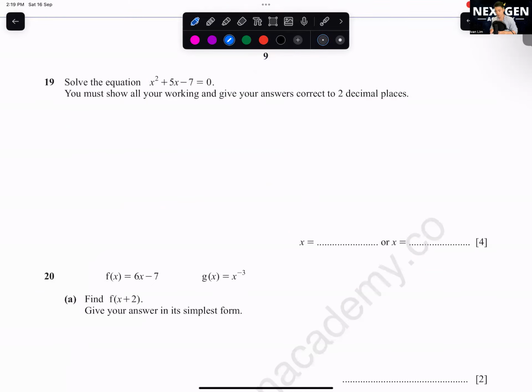Everyone, go to manual, equation/func, polynomial, degree 2. Type in 1, 5, negative 7. They want it in decimal, so you write down the answer somewhere at the side first. X equals 1.14, then x equals negative 6.14, to 2 decimal places. Whenever you get an irrational number, what do you need to do?